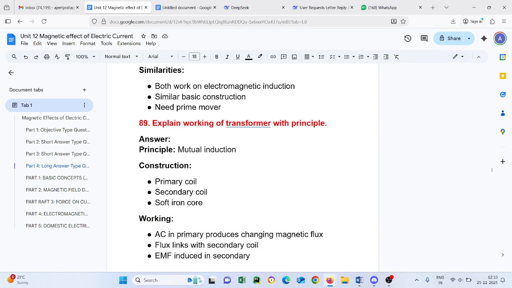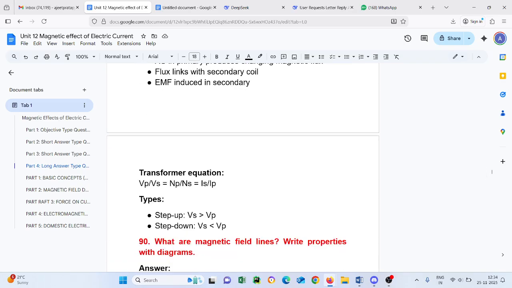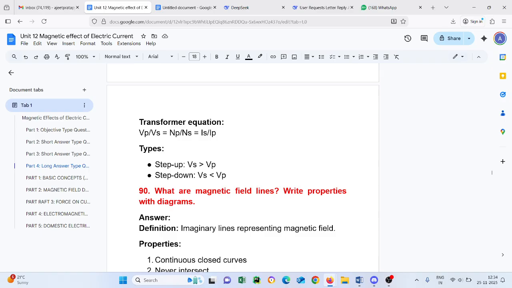Question 89. Explain the working of a transformer with its principle. Principle: mutual induction. Construction: primary coil, secondary coil, soft iron core. Working: AC in the primary produces changing magnetic flux linked with the secondary coil, and EMF is induced in the secondary. Transformer equation: Vs/Vp = Ns/Np = Ip/Is. Step up: Vs greater than Vp. Step down: Vs less than Vp.